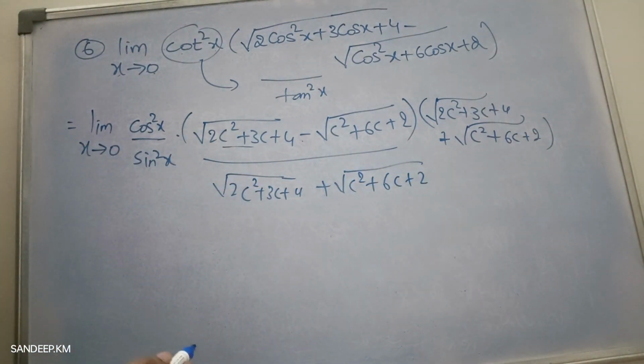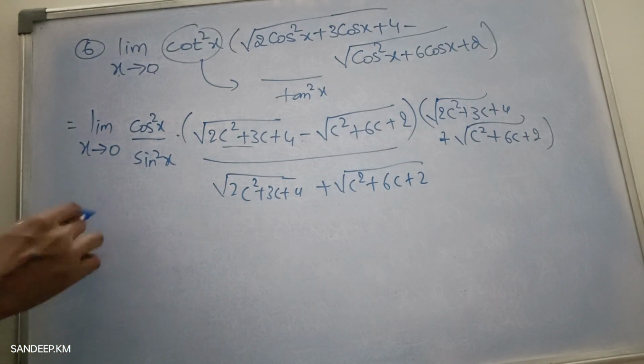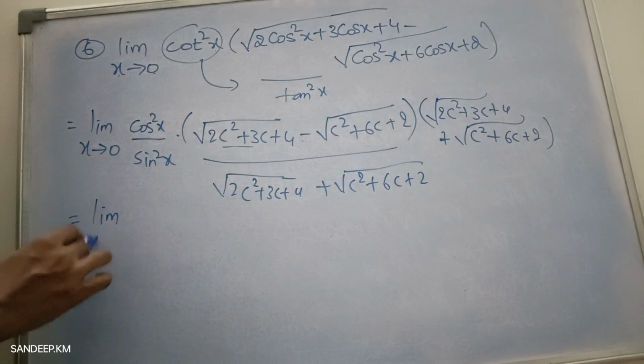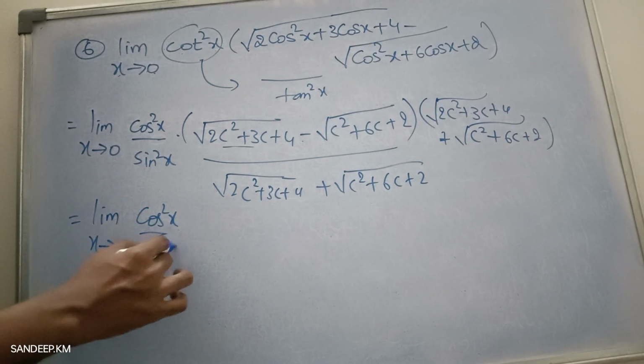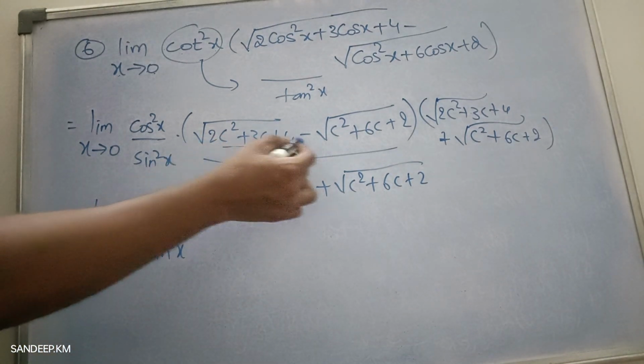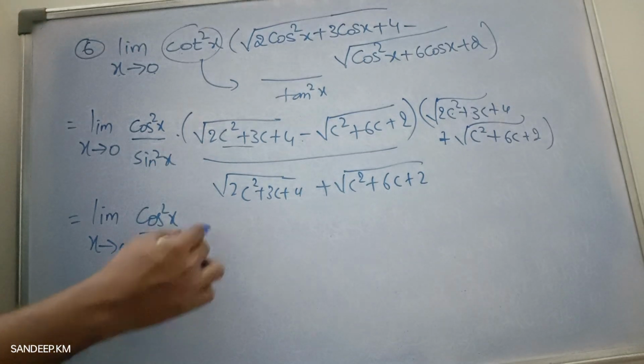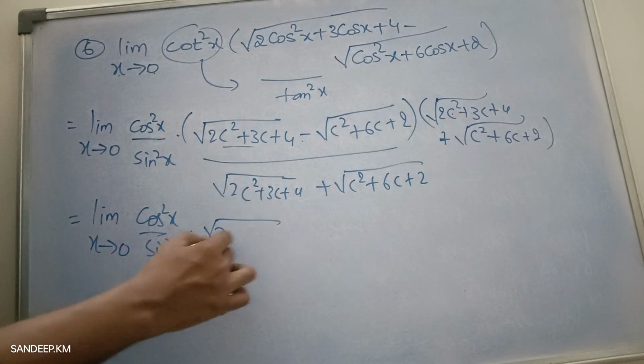Okay, now we have multiplied in the numerator and denominator. Next, what I will do, dear students, limit x approaches 0, cos square x by sin square x into, please observe, a minus b into a plus b is, what is it?